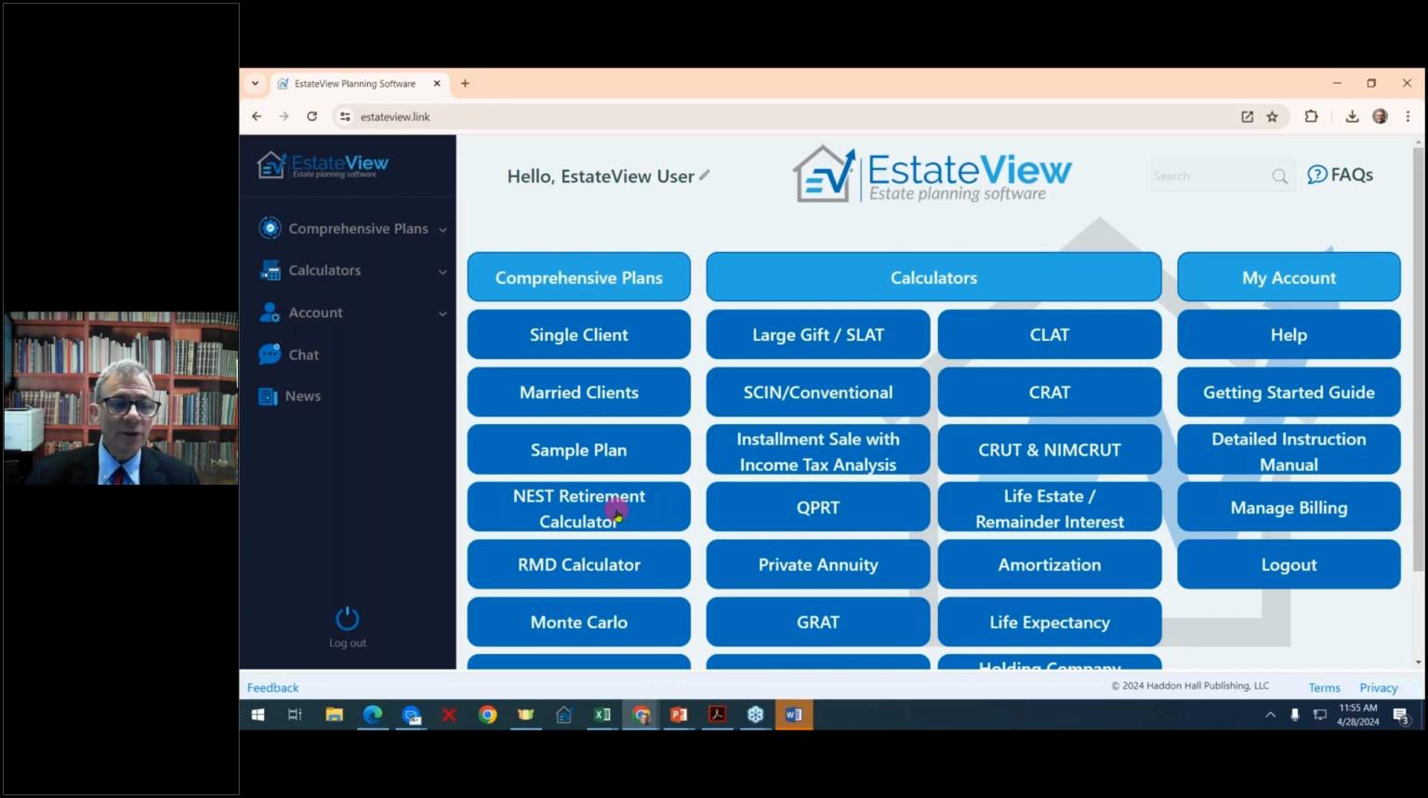We did not create the Nest calculator to enable tax lawyers to become financial advisors, but we found that many of us have these conversations with clients based on common sense, and that clients can understand the Nest retirement calculator and see the need for getting good financial assistance.